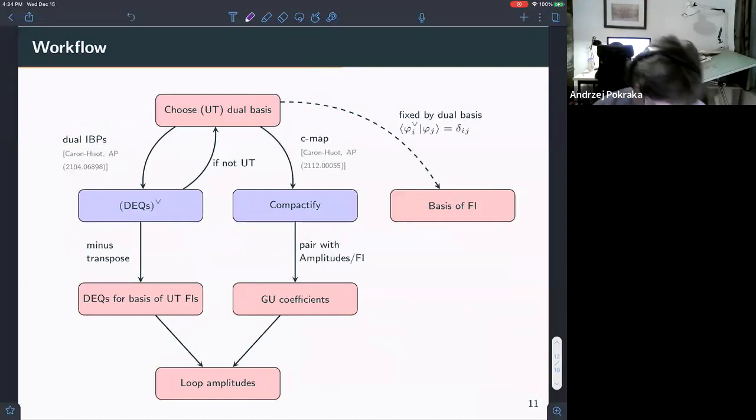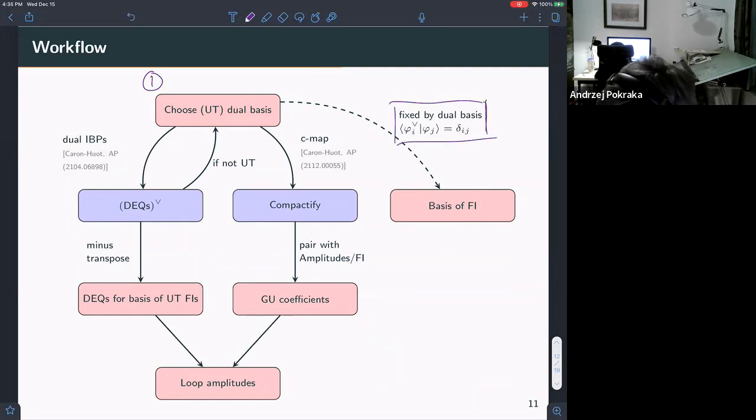Okay, so the first step is really just to pick a basis of dual forms. Once we've picked the basis of dual forms, the condition that it's orthogonal to some basis of Feynman integrals automatically fixes a basis of Feynman integrals for us. And it turns out that we actually never have to reference this basis of Feynman integrals from now on. So the second step is just: what are the differential equations of these dual forms?